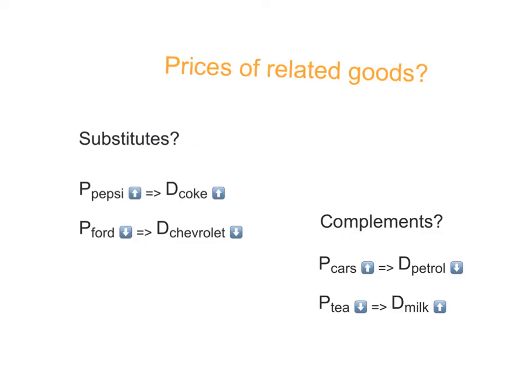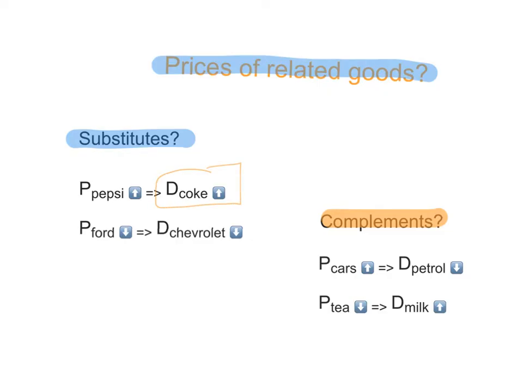The third non-price determinant we're going to look at is the prices of related goods. So how are goods related? Well, goods can be substitutes or complements. Let's have a look at substitutes like Pepsi and Coca-Cola. If Pepsi is more expensive because the price of Pepsi rises, we assume, ceteris paribus, the price of Coca-Cola hasn't changed. So now Pepsi is more expensive, consumers will switch to the cheaper substitute. And so you would expect the demand for Coca-Cola to increase as a result of that change in the price of Pepsi.